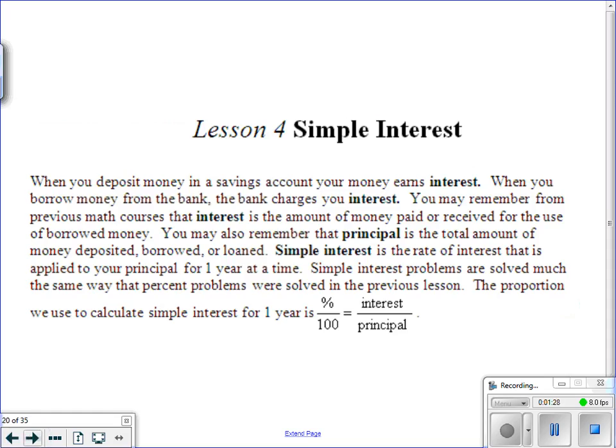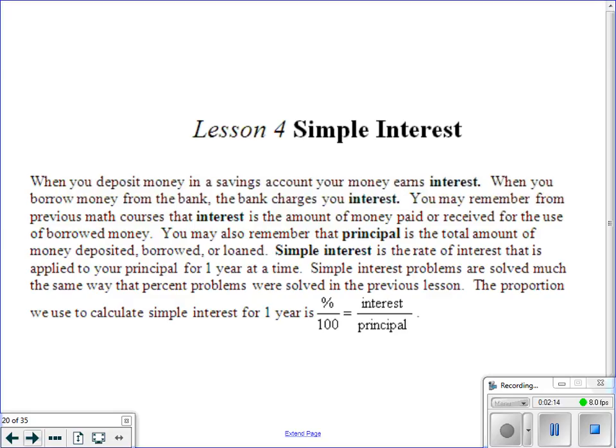So today we're going to start off talking about simple interest. When you deposit money into a savings account, your money is going to earn interest. When you borrow money, the bank charges you interest for borrowing that money. So interest is the amount of money that is paid or received for the use of borrowed money. Again, when you lend money to somebody, they are going to pay you back the money you lent them plus interest. If you borrow money from somebody, you're going to pay them back that money plus you're going to pay them back interest.